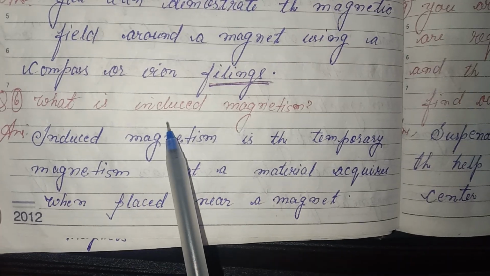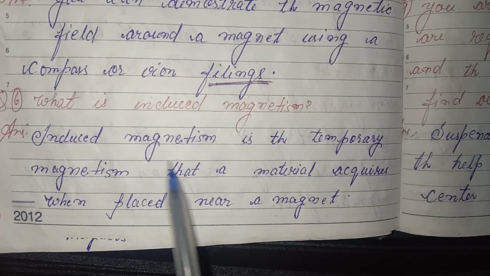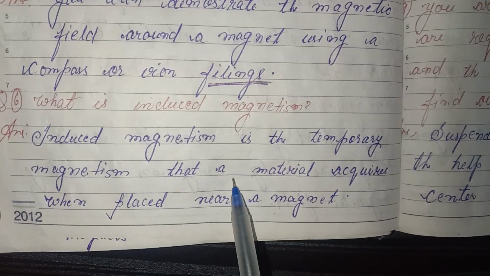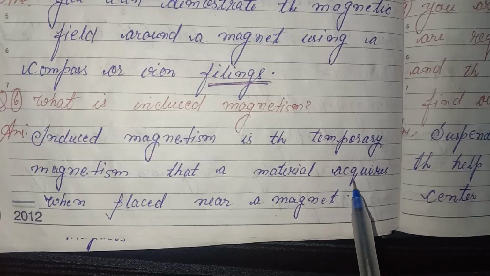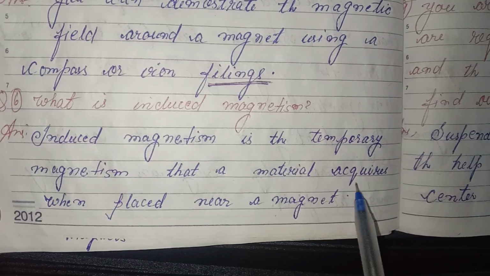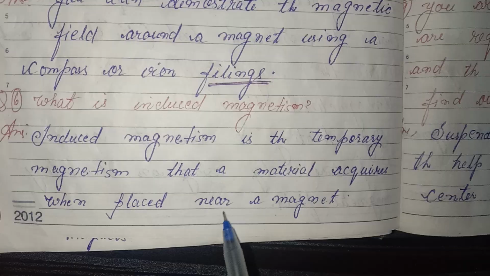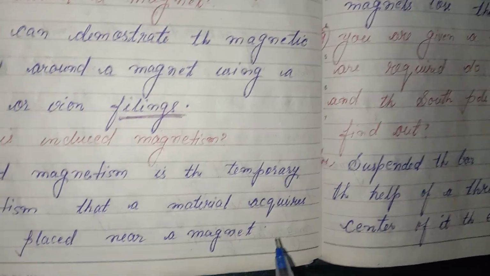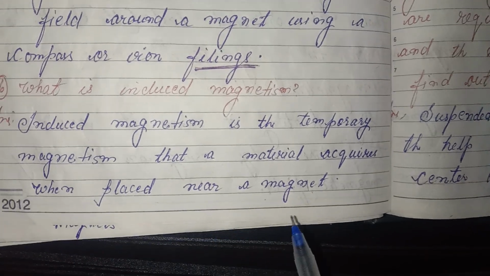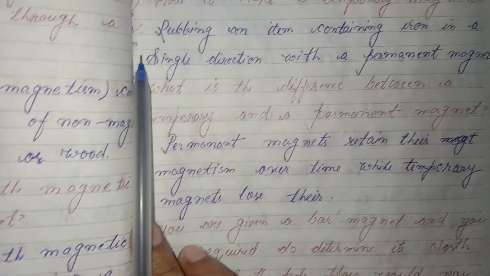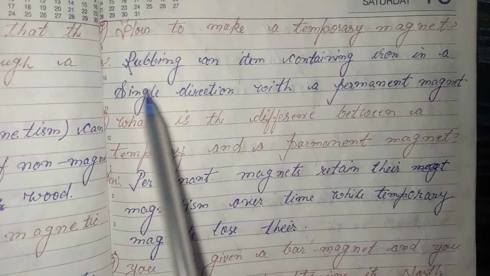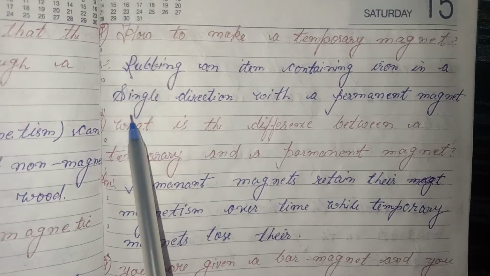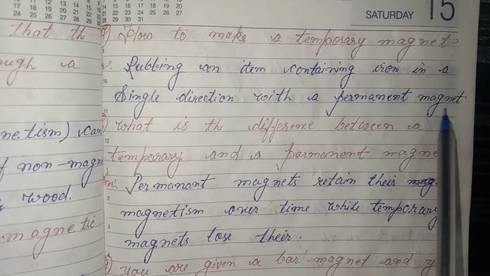6. What is induced magnetism? Answer: induced magnetism is the temporary magnetism that a material acquires when placed near a magnet. 7. How to make a temporary magnet? Answer: rubbing an item containing iron in a single direction with a permanent magnet.